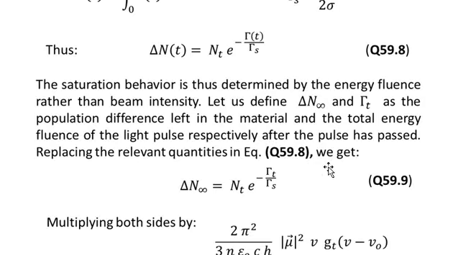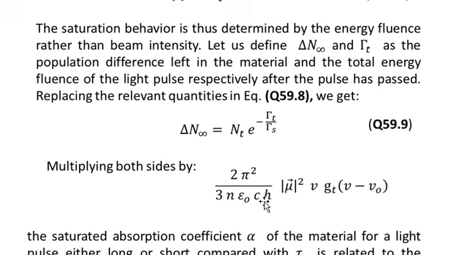Replacing the relevant quantities in equation number 59.8, we get delta n infinity is equal to nt into e to the power minus gamma t over gamma s. And I have defined delta n infinity and gamma t as the population difference left in the material and the total energy fluence of the light pulse respectively after the pulse has passed. So we have redefined equation number 8 as equation number 9 in terms of gamma t and gamma s.